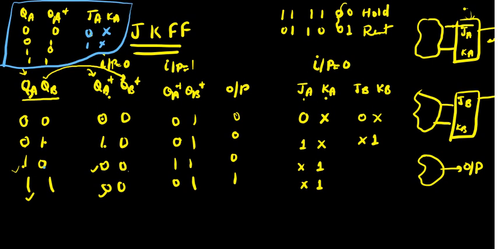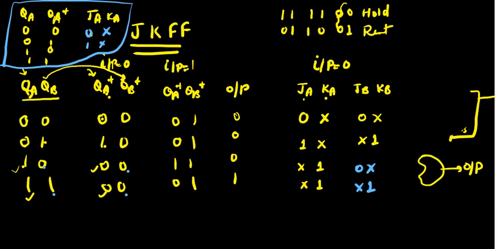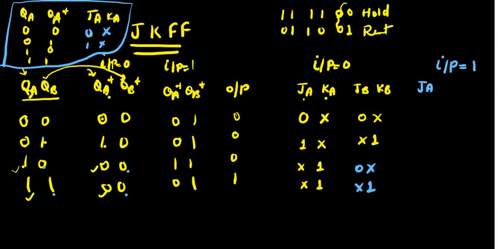So 0 0 means 0 cross, 1 0 means cross 1. Similarly, you have to write for input equal to 1, JA, KA, JB, KB. Means your input is 1, you are in this present state and you move towards this state. So what type of input is required at JK to give you such excitations?